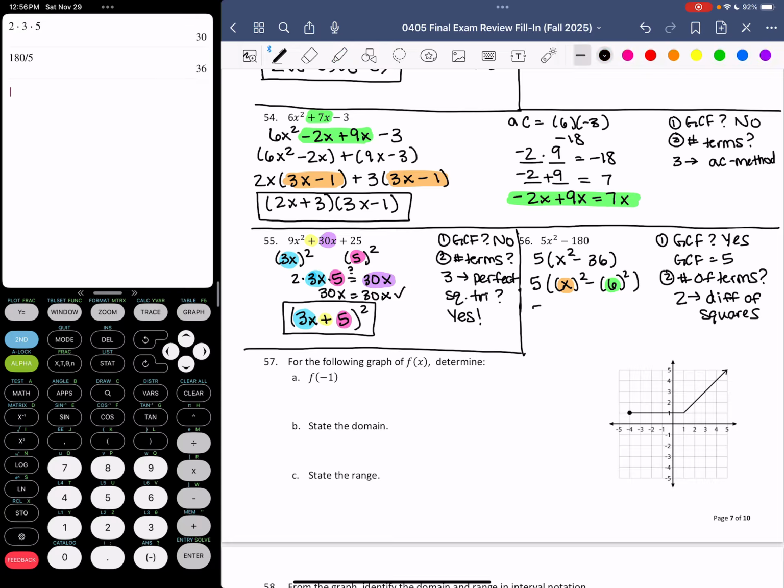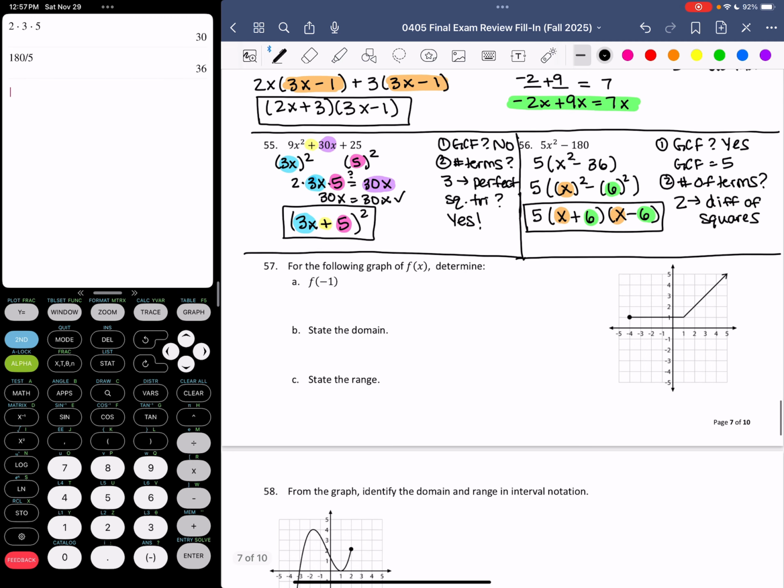So I can write this as 5, and don't forget the 5 has to stay in the front. This is going to be x plus 6 and x minus 6. So that 6 goes here and here. The x goes here and here. And then you have to put 1 plus and 1 minus. That is how you factor a difference of squares. Seems like I should finish this page up and then stop the video.